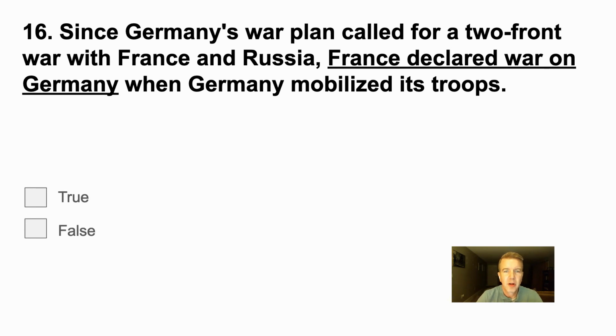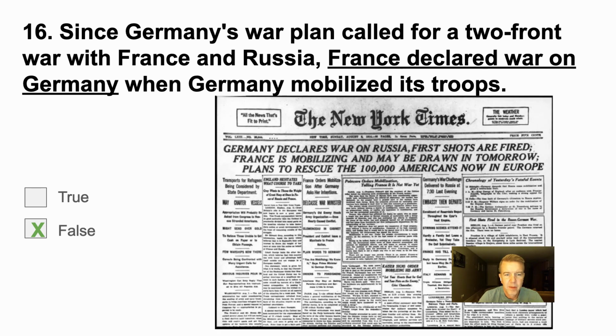Since Germany's war plan called for a two-front war with France and Russia, France declared war on Germany when Germany mobilized its troops. Again, mobilization being an act of war. That is not true. As soon as Germany mobilizes its troops to go against them, they declare war against France. Okay, so Germany declares war on Russia, first Russia fired, and then France mobilizing, and Germany declares war on them.